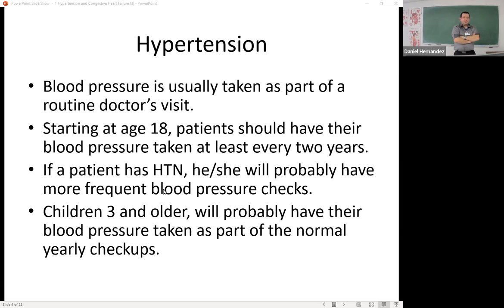Blood pressures are usually, again, taken as part of a routine doctor's visit. You guys are all aware of that. Anytime you go to any doctor or urgent care, the first thing they're going to do is take your blood pressure. Starting at the age of 18, patients should have their blood pressure taken at least every 2 years. If a patient has hypertension, he or she will probably have their blood pressures checked more frequently. Children 3 and older will probably have their blood pressures taken as part of a normal yearly checkup as well.